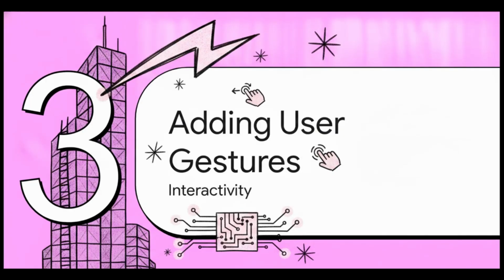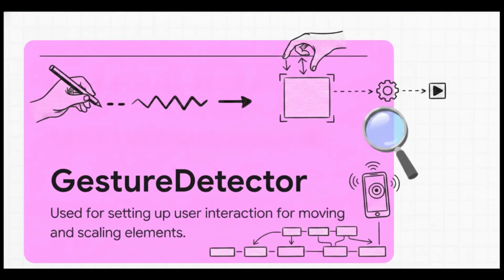Okay, Section 3, adding interactive user gestures. The structure is built, the scaffolding is up. Let's add the electricity. Bridging the gap between a static, lifeless design and a dynamic, engaging user experience requires mastering one key thing: the gesture detector widget. This is an incredibly powerful, non-visual tool utilized specifically for setting up user interaction.